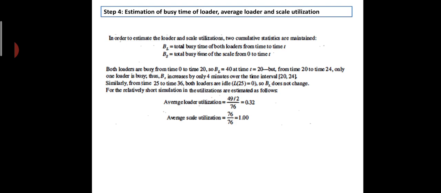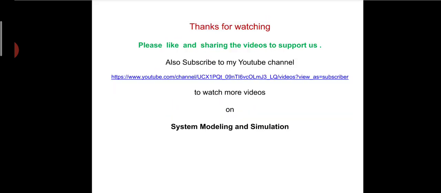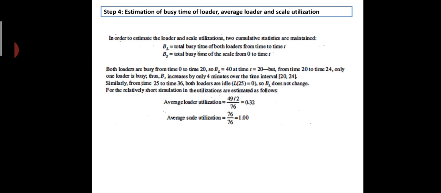So the next step is to estimate the busy time of the loader and the busy time of the scale, that is, the utilization of the loader and the utilization of the scale. The 2 loaders are busy from 0 to the 49th minute. Therefore 49 divided by 2 divided by 76 gives the utilization of the loader as 0.32, and the utilization of the scale is 76 divided by 76, that is 100. Okay, 100% the scale is busy.